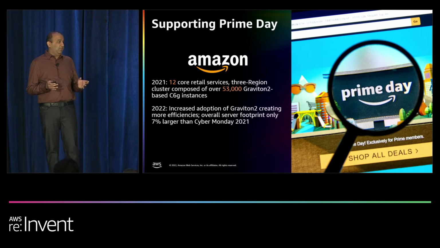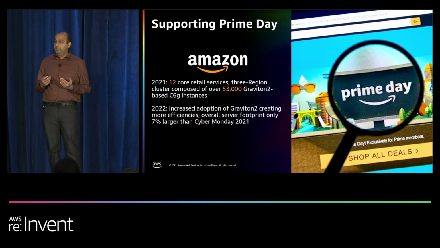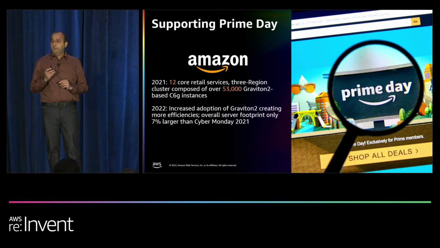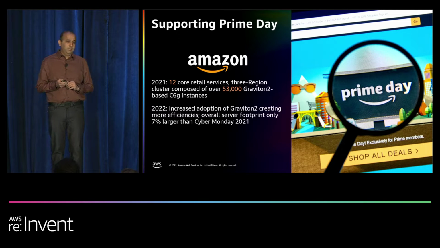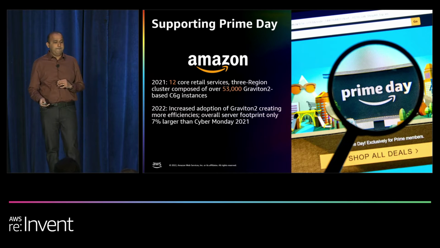And it's not just external customers. We are using Graviton-based servers even internally within Amazon for many of our mission-critical workloads. For example, at both Prime Day 2021 and 2022 events, a number of core retail services relied on Graviton servers to realize both infrastructure scaling as well as cost efficiencies.